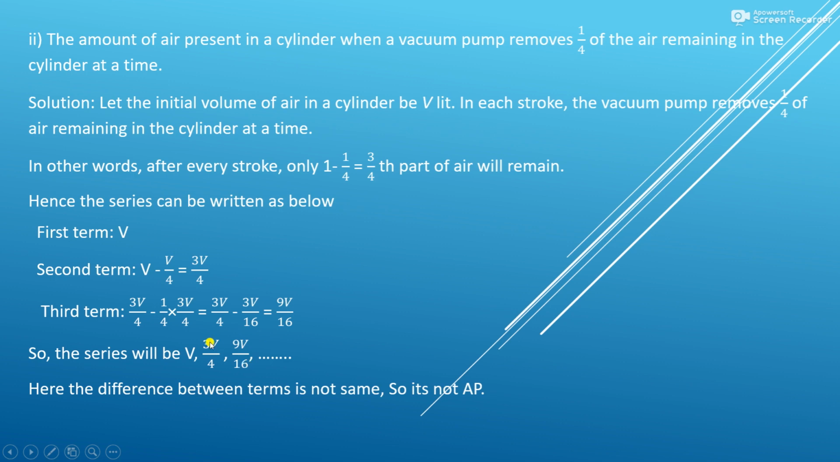The difference between the second term and the first term, 3V by 4 minus V, with 4 as the LCM, is equal to minus V by 4. The difference between the third and second terms, 9V by 16 minus 3V by 4, is not V by 4. So here the difference between the terms is not the same. It is not constant. So this does not form an AP.